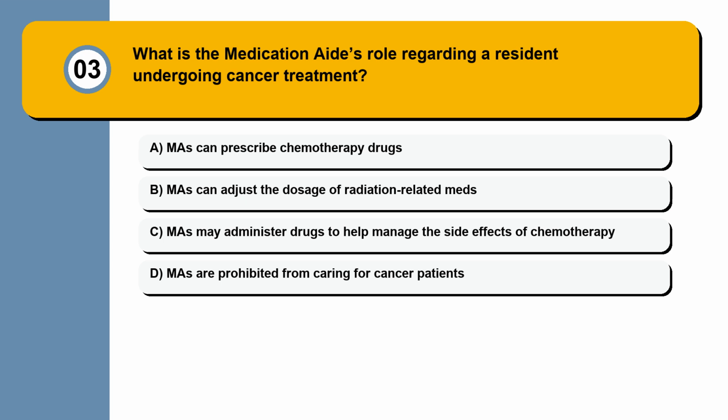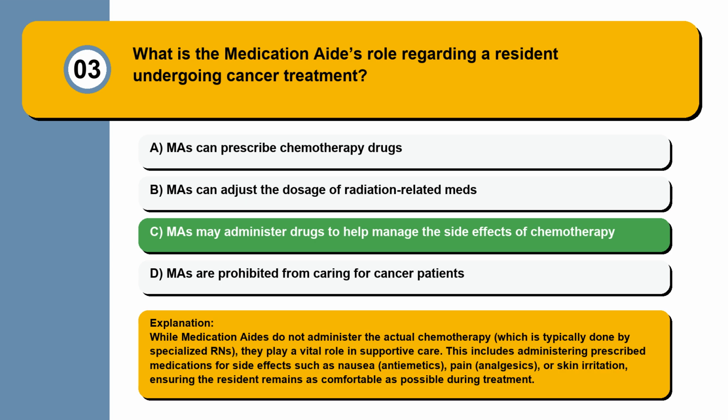Question 3. What is the medication aide's role regarding a resident undergoing cancer treatment? MAs can prescribe chemotherapy drugs. MAs can adjust the dosage of radiation-related meds. MAs may administer drugs to help manage the side effects of chemotherapy. MAs are prohibited from caring for cancer patients.